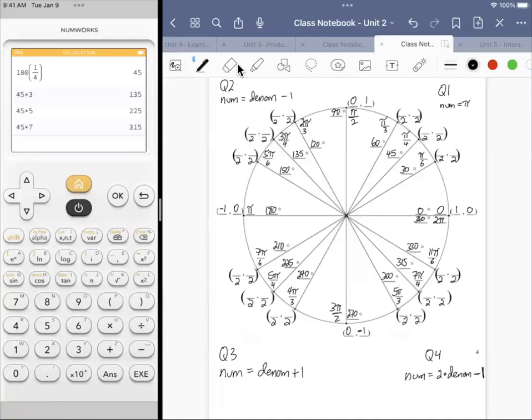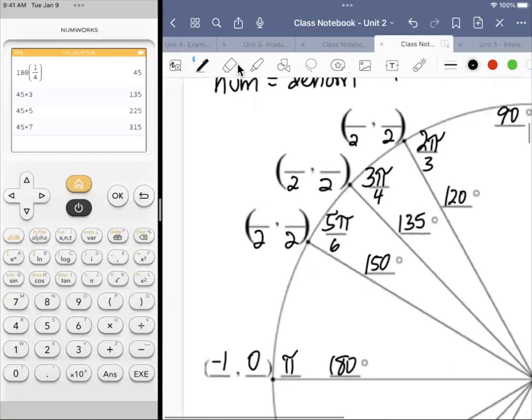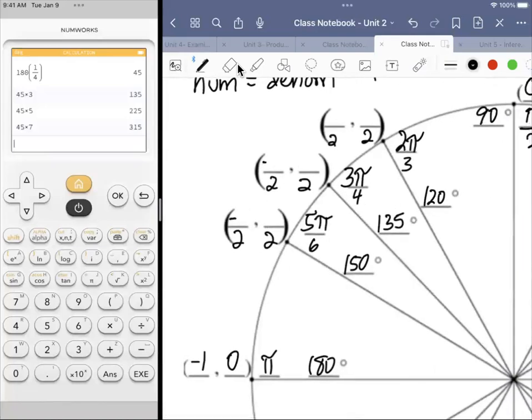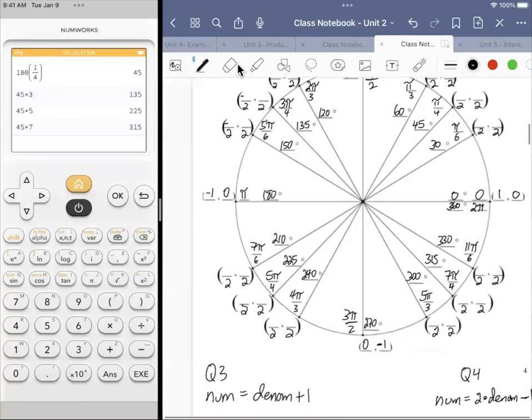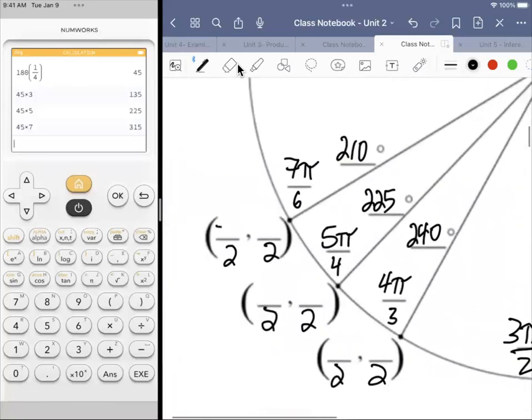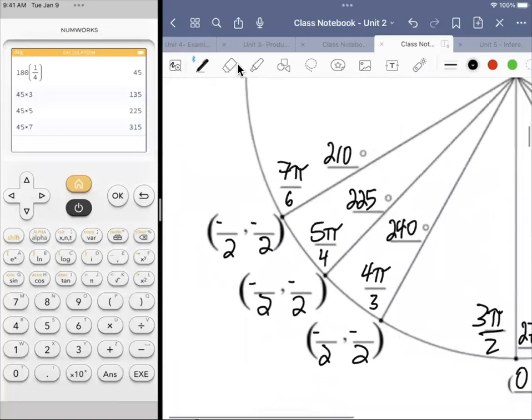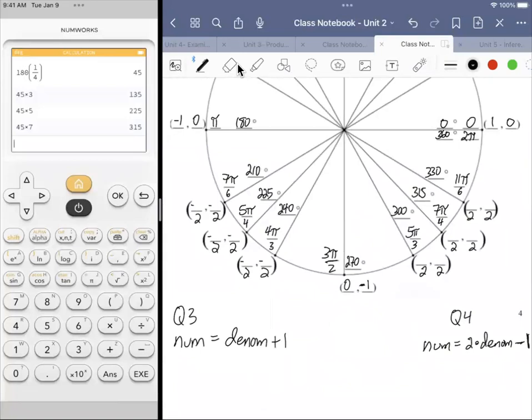All right, everything's positive in the first quadrant. Only the sine functions are positive in the second, so the cosine value should be negative. Only tangent is positive in the third, so both sets of ordered pairs should be negative. And only cosine is positive in the fourth quadrant. Cosine is the x value, sine is the y value, so the y value should be negative.